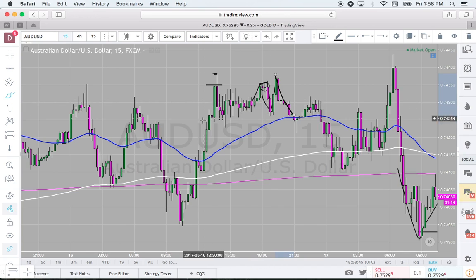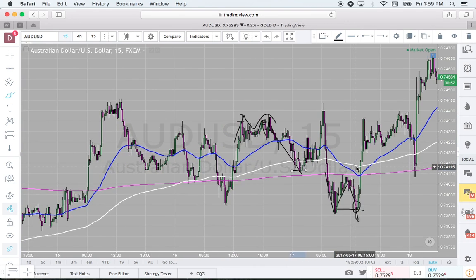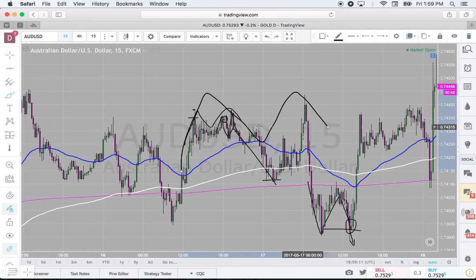leg of the M, or the macro M here, the micro M there, and the second leg, our confirmation is here as a railroad track. We could sell right here and bring it down to here, or we could have held on and seen this larger M. You can see that the dealer just stop hunted to the high here, trapped. The candle closes there. We can sell. That's our confirming entry, and then the drop.